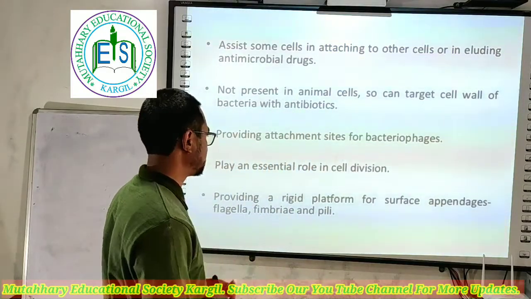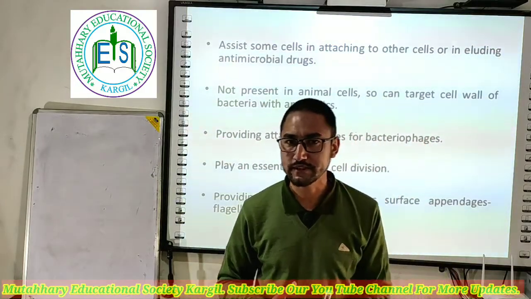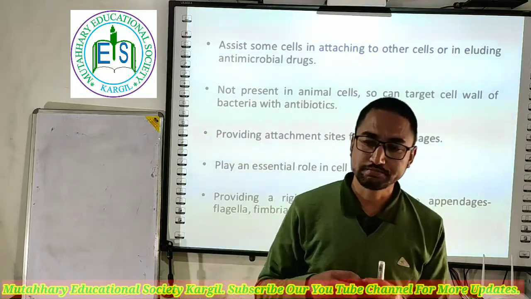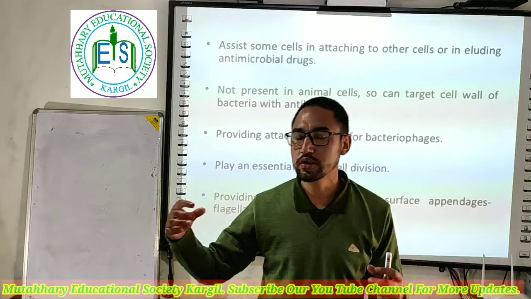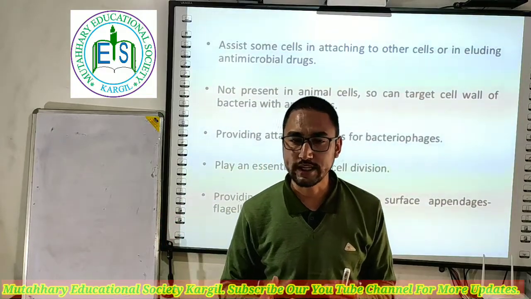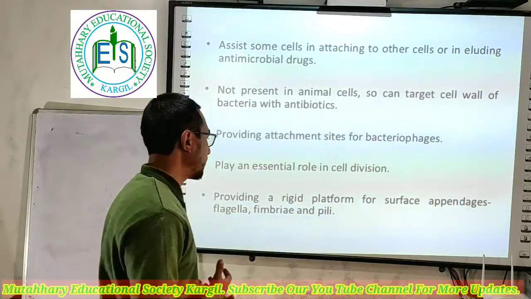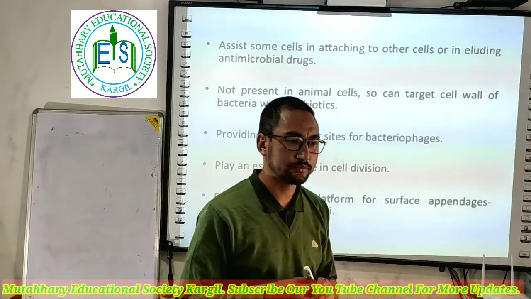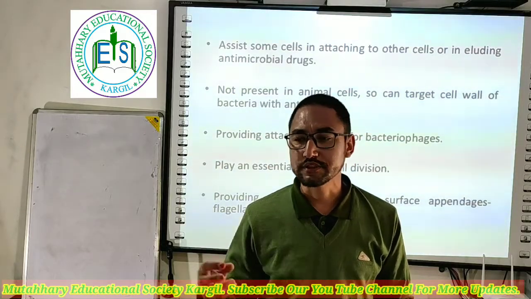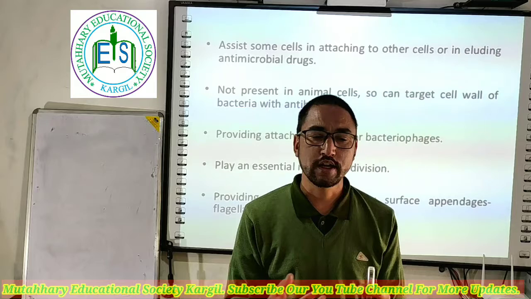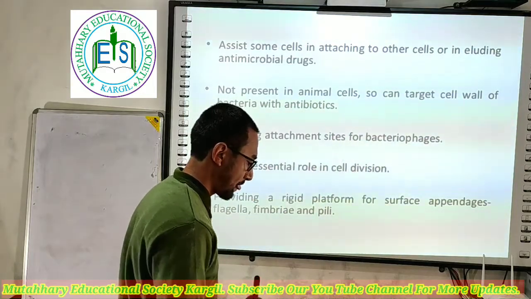So it also provides a rigid surface for appendages which arise out of the bacterial cell wall, like flagella, pili, and fimbriae. These are all basically locomotive organs, you can say, in bacterial cells. These locomotive organs find an attachment site over the cell wall.